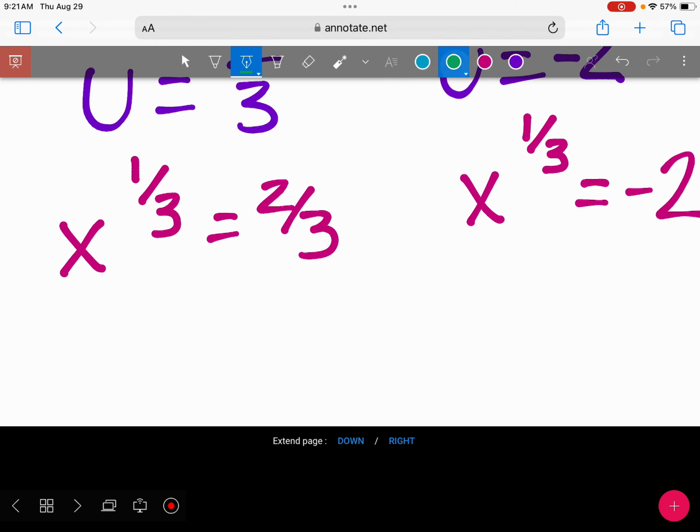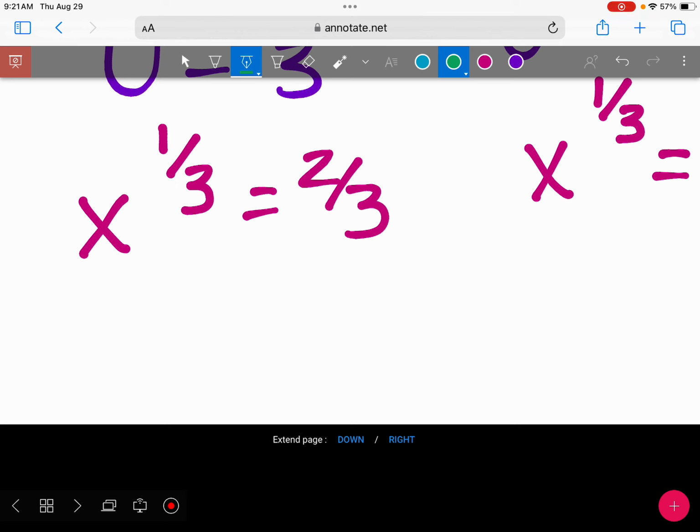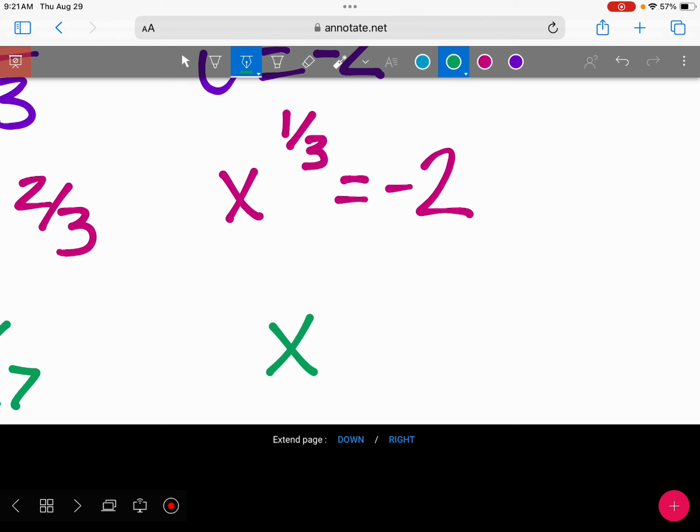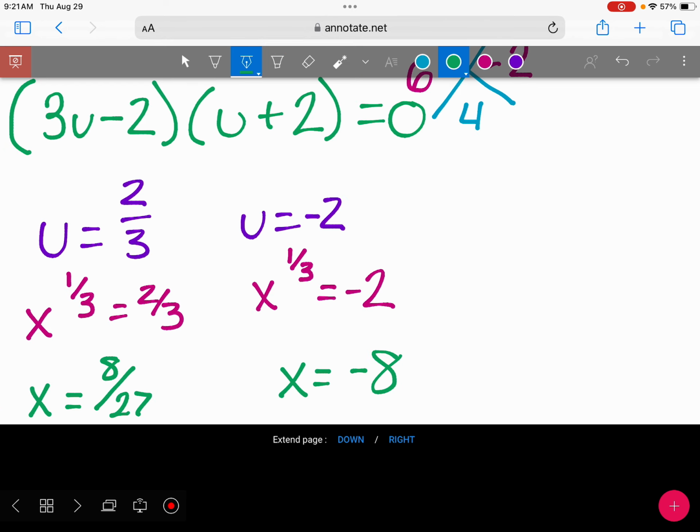8 over 27 and -8. So we're cubing both sides to get x equals 8 over 27, and cubing this side to get x equals -8. They are both valid. Cubing both sides, 2 cubed is 8, 3 cubed is 27. Okay? Good question.